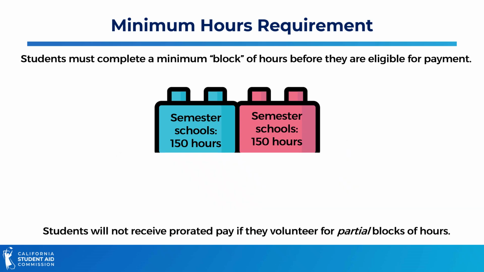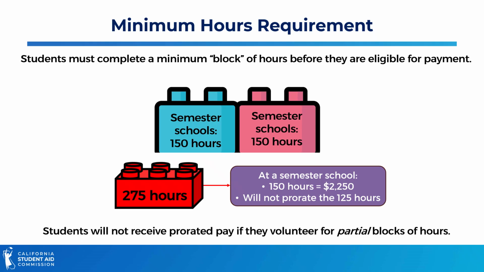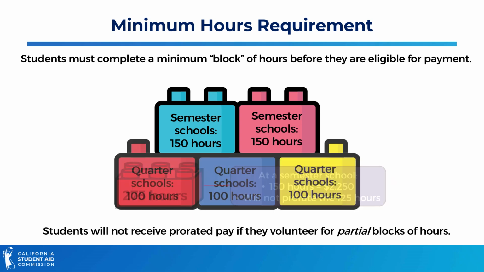For example, let's say a student only volunteers for a total of 275 hours. At a semester school, the student can only request one payment for the 150 hours they volunteered and be paid $2,250. The remaining 125 hours will not be paid because DSIG payments cannot be prorated.